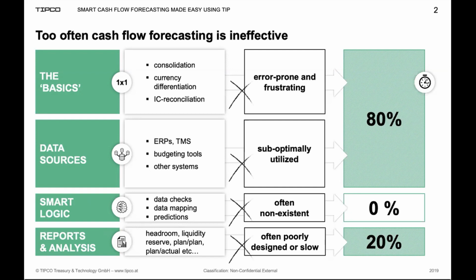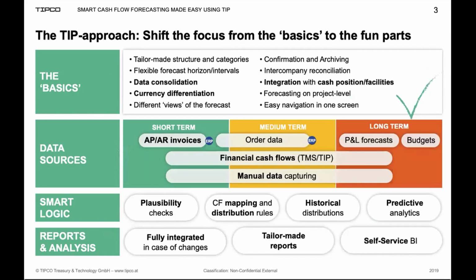So how do you bring all this together? And if we move to the slide on TIP and your approach, how do you address these different requirements? In the first step, what is core for us, what is a key element that we provide, is we don't want our clients to worry about the basics. For example, data consolidation in TIP happens automatically. It doesn't matter if you look at your forecast on company level or on group level, all it takes is 2 clicks and the data is consolidated. The same applies to things like currency differentiation.